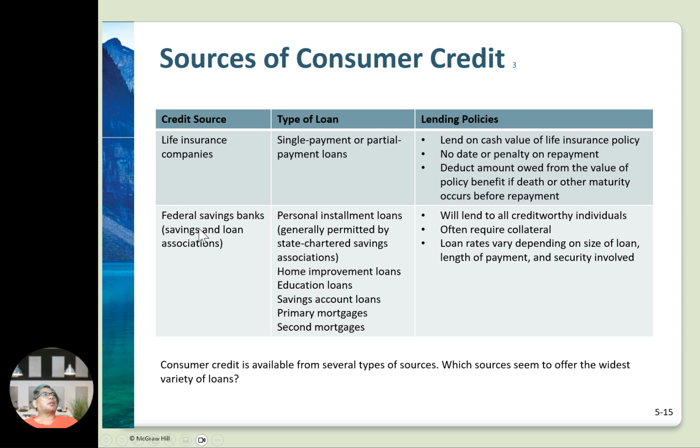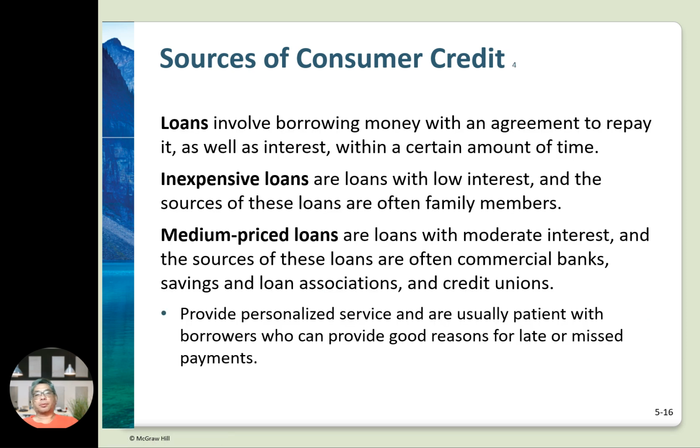For the savings banks, that is another one. This is mostly in the US, okay? S&Ls offer loans such as personal installment loans, home and equipment loans, savings account loans, primary mortgages, as well as secondary mortgages. We loan mostly to all credit-worthy individuals. And the loan rate will vary, depending on the size of the loan.